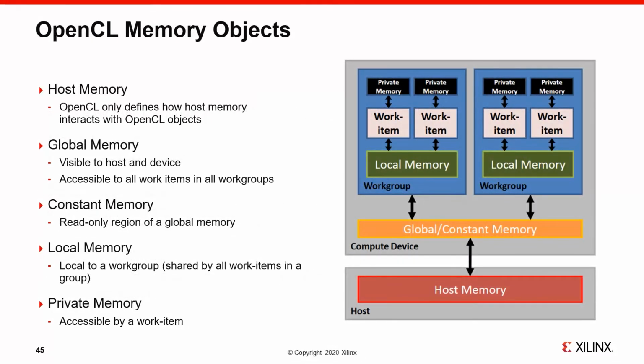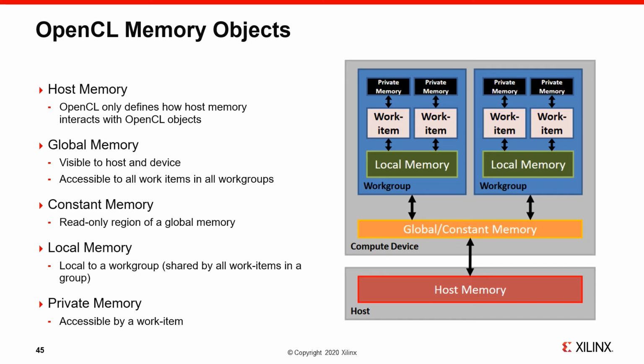On the right, we have a representation of the OpenCL memory model. OpenCL only defines how OpenCL objects interact with various memories. How these memories are physically arranged depends on the target platform. In the case of the FPGA platform, multiple levels of memory hierarchy are supported, from off-chip, external DRAM and high bandwidth memories to on-chip memory elements.